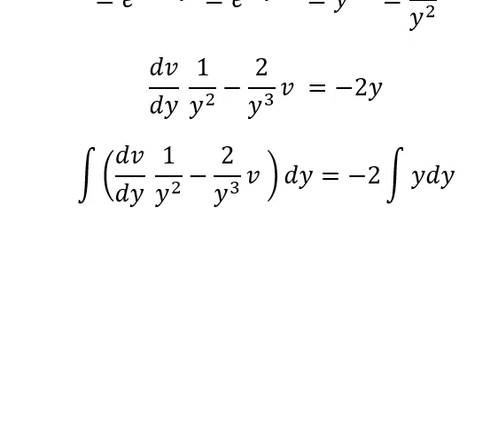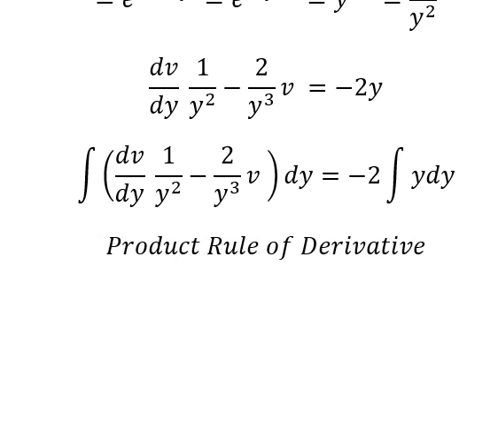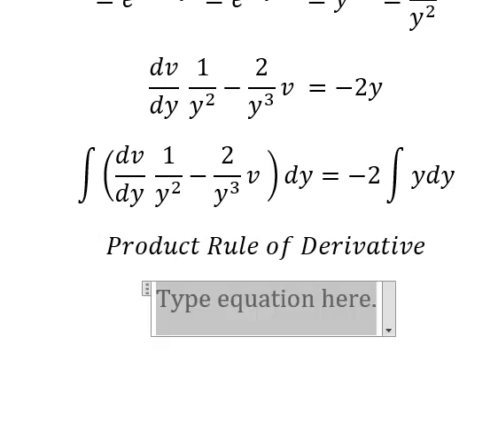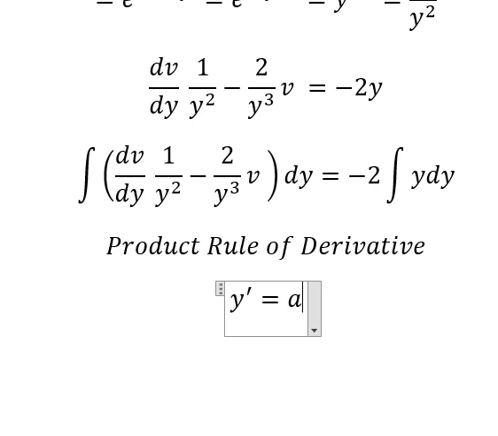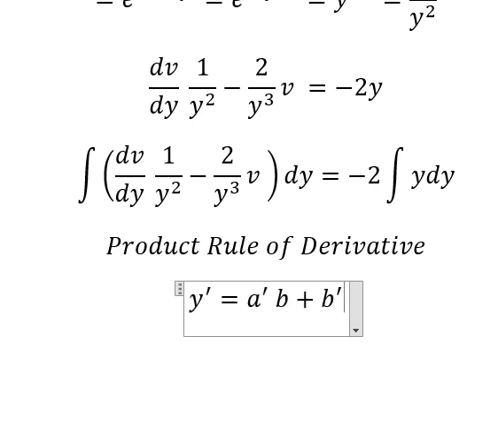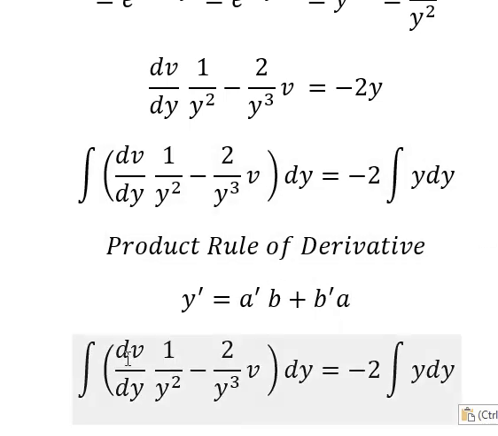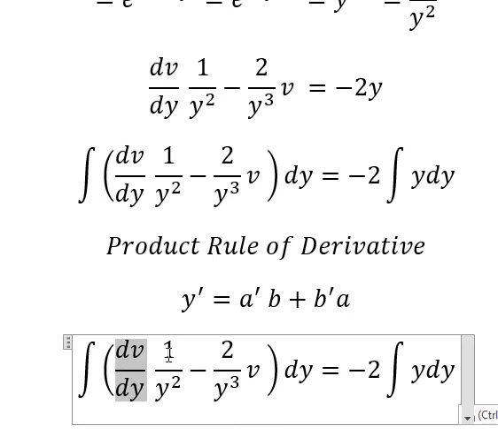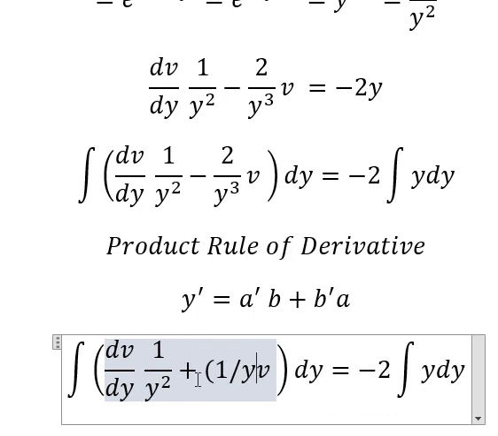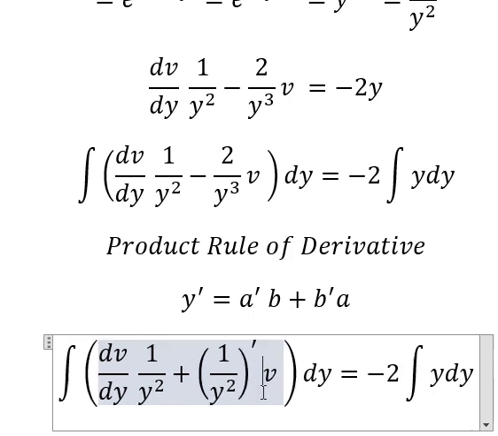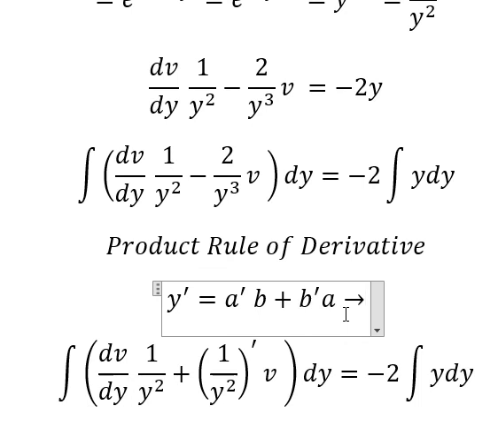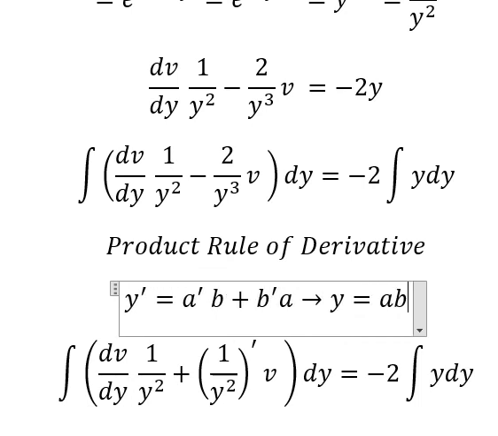Next, we can use the product rule of the derivative. So we have first derivative of y equals to first derivative of a multiplied by b plus first derivative of b multiplied by a. So we have first derivative of a multiplied by b. This one we have first derivative of b multiplied by a. So the integration of this one, we have y equals to ab.